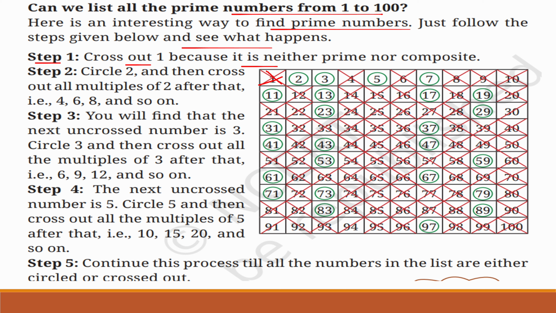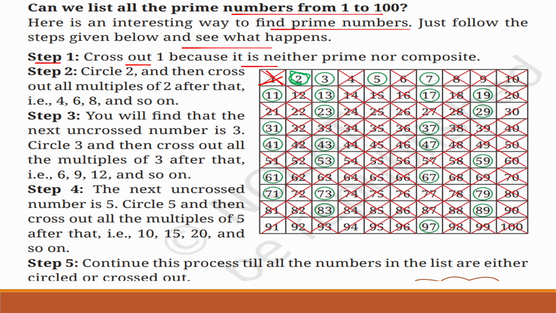Here you cross. Then circle 2 and then cross out all multiples of 2 after that. That is 4, 6, 8 and so on. Why? Because 2 is the only prime number which is even. So you circle 2 and cross all other multiples of 2. That is 4, 6, 8, 10, 12, 14, 16 like that.